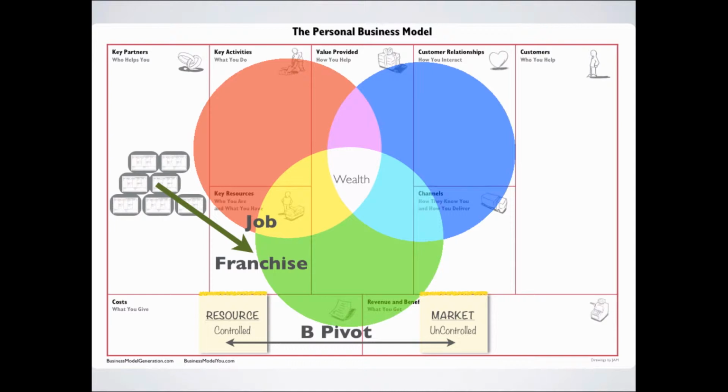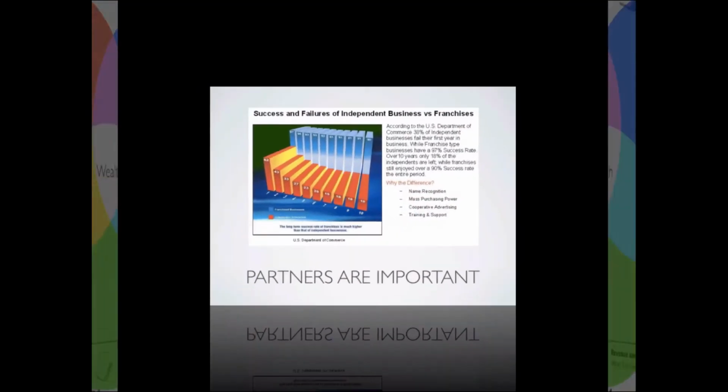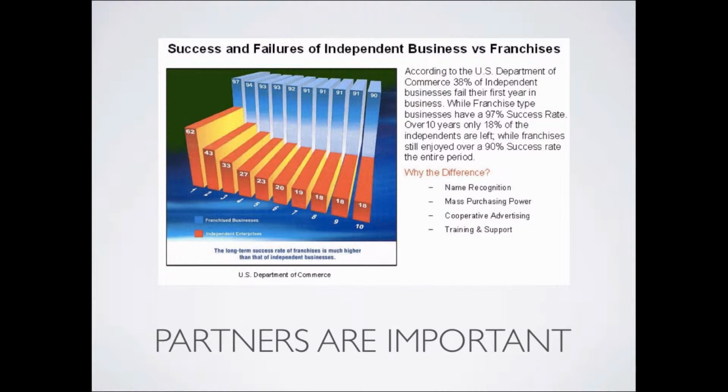Now, the problem with the job is that your autonomy is going to be limited. So some people would prefer to buy their own job, own their own job, have their own business, or franchise. Now, the reason I have franchise down here is because it's going to illustrate the importance of key partnership. Right? These are statistics from the U.S. Department of Commerce on the success rate of independent and franchise businesses.